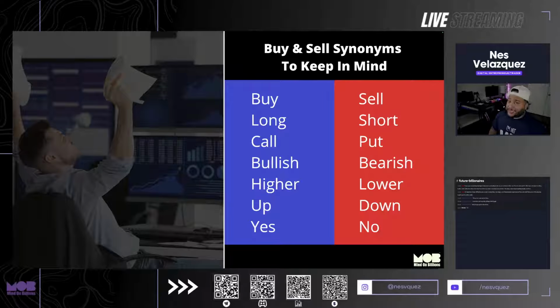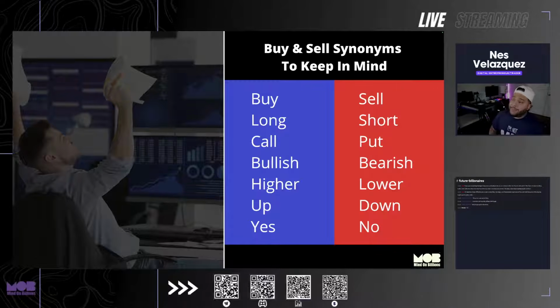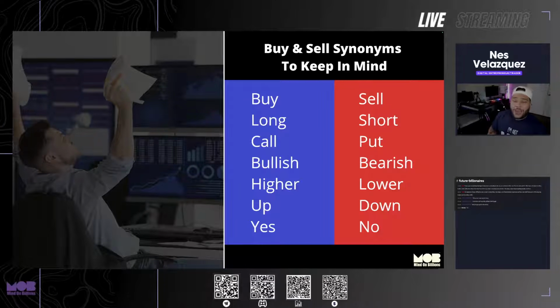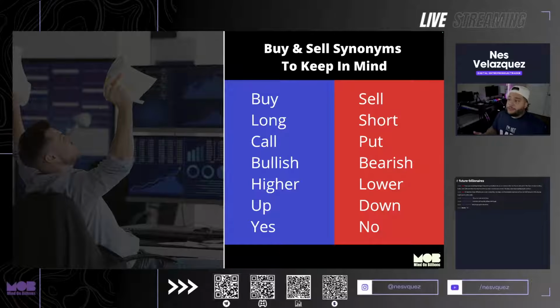Buy means the same thing as long. So if I say, I'm going to long USD JPY, that means I'm going to buy USD JPY. If I say I'm going to call Euro USD, that means I'm going to long or buy Euro USD. Bullish, I'm going to take the market in the bullish direction. That means I want to take it for a buy, take it for a ride north. I'm going to go with a higher order. That means I'm buying, I'm longing it, I'm calling it, I'm taking the market bullish, up.